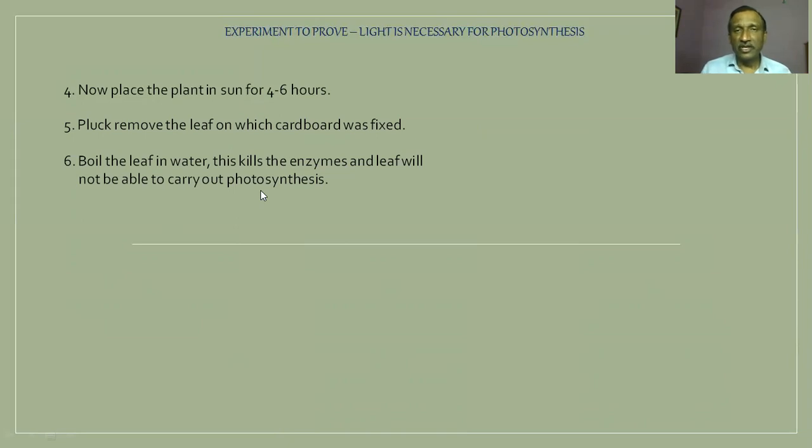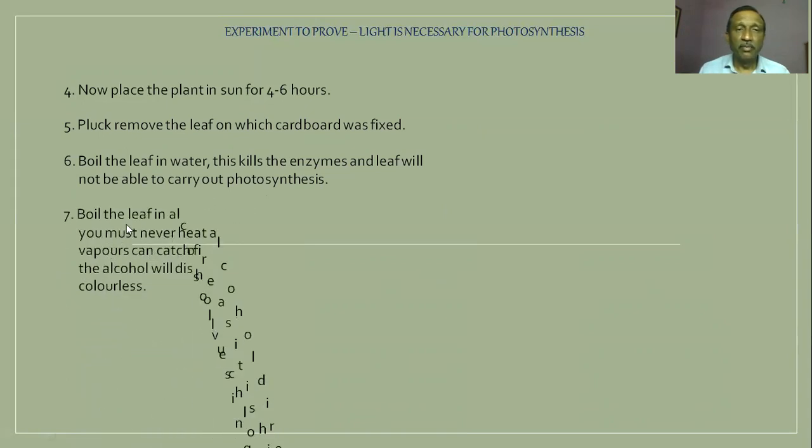So if we do not boil it, and the leaf is still kept there, its enzymes are still active. Though the leaf is plucked from the plant, it is still active, and some amount of photosynthesis can take place. Then our experiment may not be as good as we were expecting. So this is necessary, that is, boiling the leaf in water.